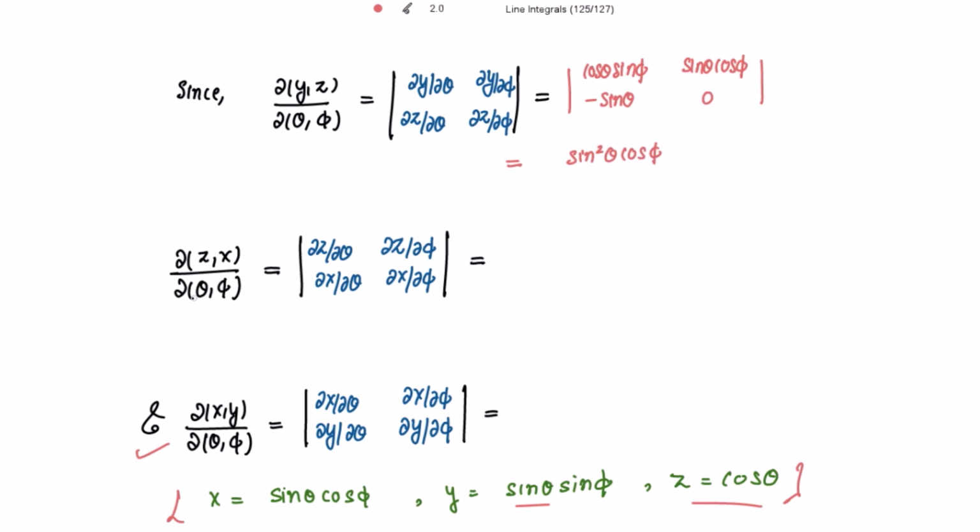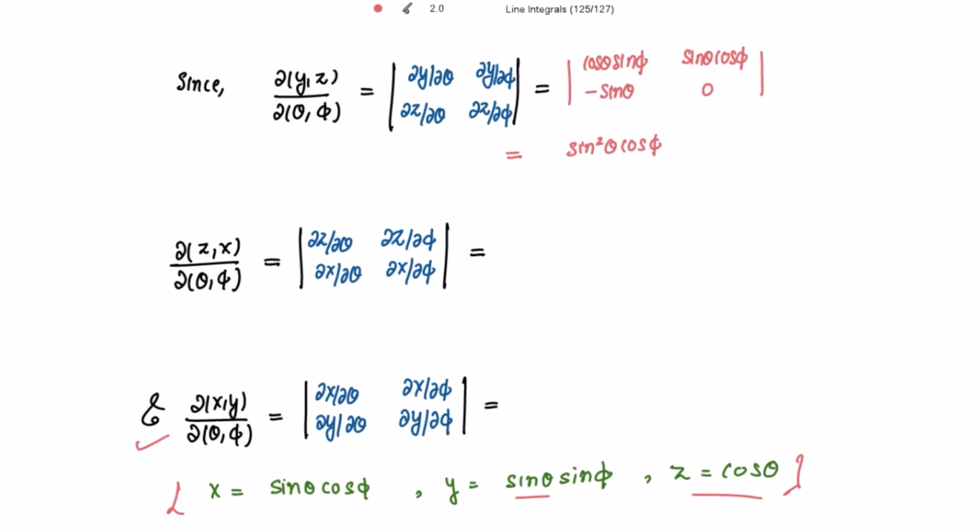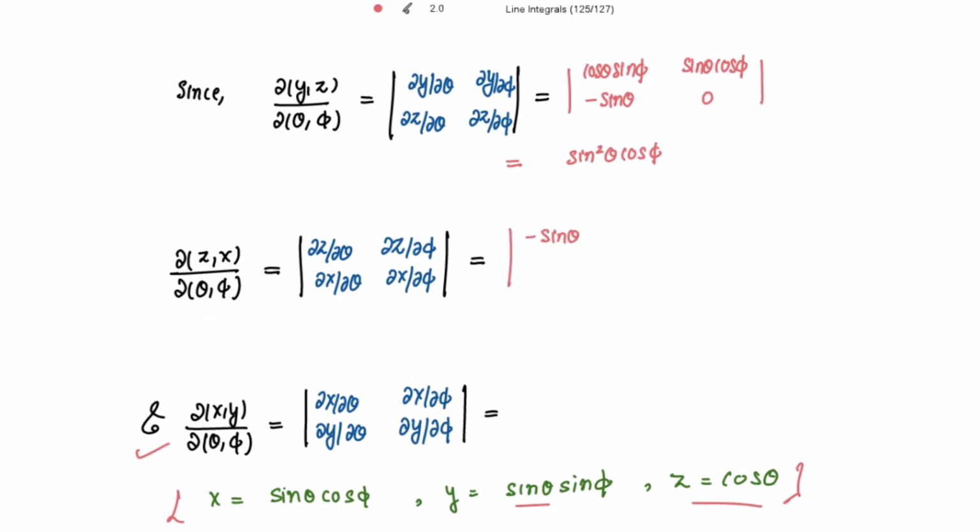Then partial zx divided by partial theta phi. Differentiating z with respect to theta, we get negative sin theta. Differentiating z with respect to phi, we get again 0. Differentiating x with respect to theta, we get cos theta cos phi. Differentiating x with respect to phi, we get negative sin theta sin phi. And the determinant is equal to sin squared theta sin phi, right?